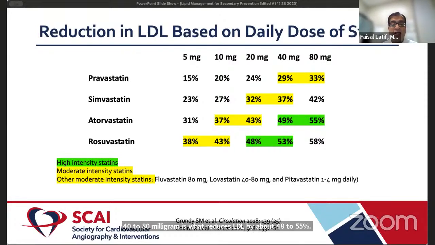And the ones in yellow are the moderate intensity statins, which reduce the LDL by about 30 to 45%. And then low intensity statins reduce it less than 30%. And with this, I will hand over to Dr. Paul.